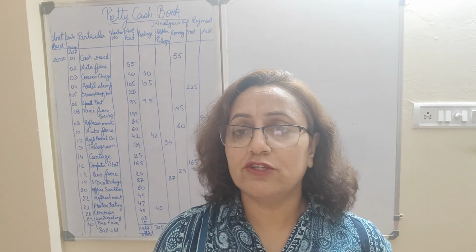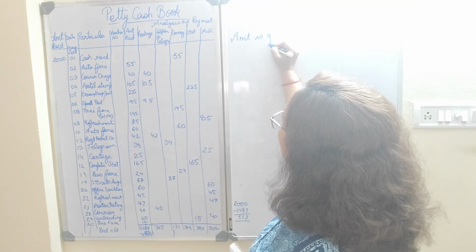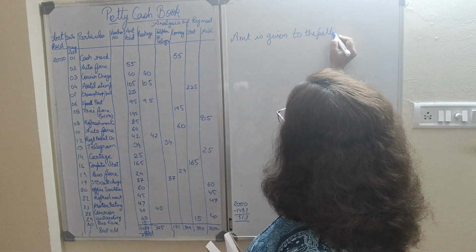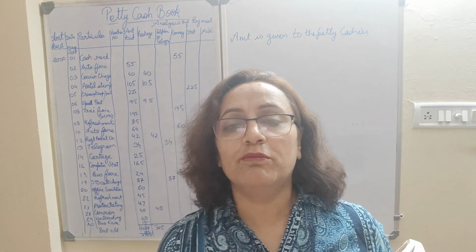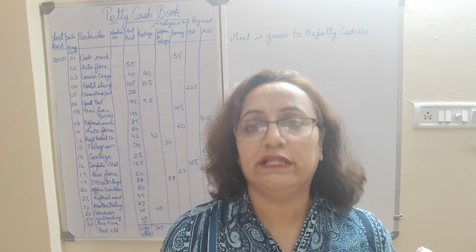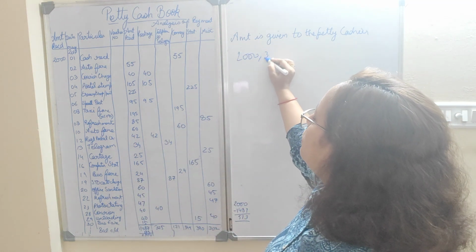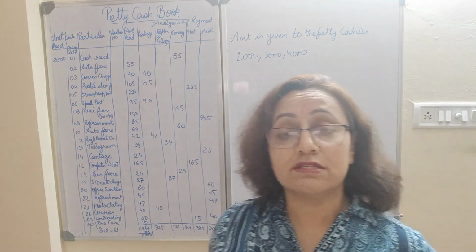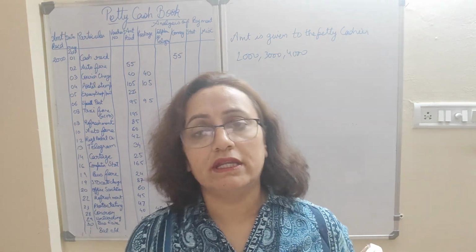So petty cash actually means an amount is given to a petty cashier in the starting of the month. Suppose it is exactly like you are a student, you are given pocket money by your parents in the starting of the month, and then you see how you are using that pocket money for your small needs. Same way, a small amount, suppose 2000, 3000 or 4000 as per the size of the office, is given to the petty cashier in the starting of the month, and then the routine expenses are taken care of by the petty cashier.